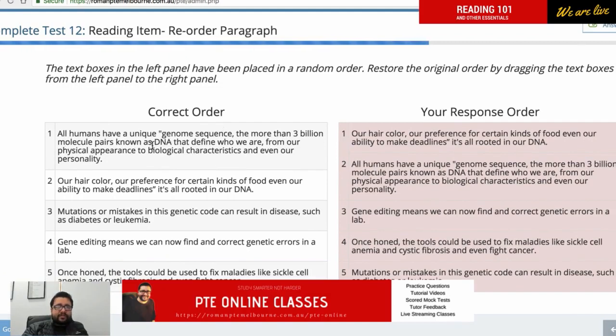All humans have a unique genome sequence, the more than 3 billion molecule pairs known as DNA that define who we are, from our physical appearance to biological characteristics and even our personality. This introduces us to the topic, that is the genome sequence in DNA, and why this second sentence is related to the first sentence. Let's compare.